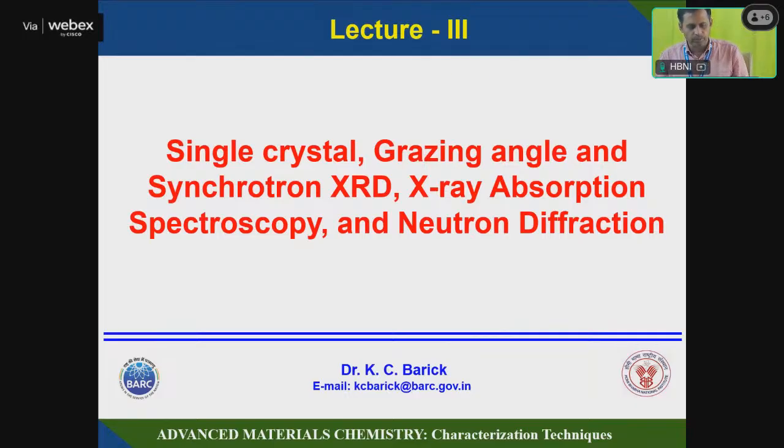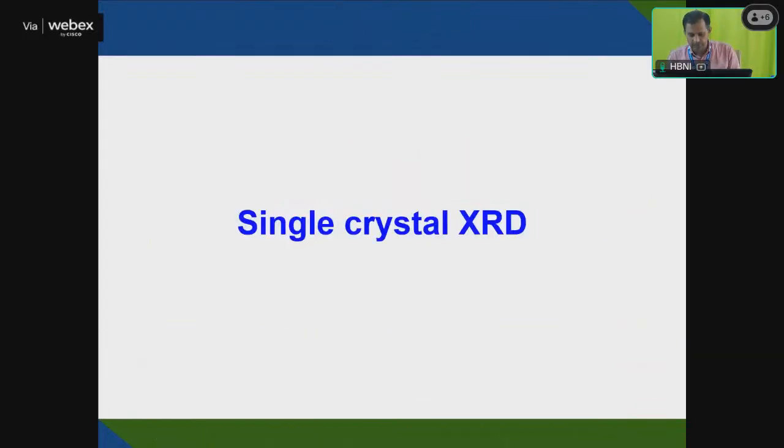So today we'll mainly cover single crystal XRD, mainly used for single crystal samples, and then grazing angle XRD, which we generally use for thin film devices. If it is a thin film, you can do the X-ray analysis by using the grazing angle technique. And then we have synchrotron XRD, which uses high energy, highly monochromatic synchrotron radiation as a source instead of conventional XRD, and X-ray absorption spectroscopy, which we will discuss with neutron diffraction. So first, coming to single crystal XRD.